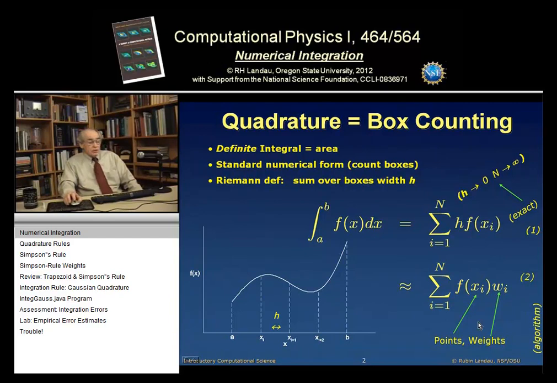So this, equation 2 here, is our algorithm. All the rules follow this algorithm. And if you look at that algorithm, look at the function form, it's quite easy to implement on a computer. It's quite easy to program up.